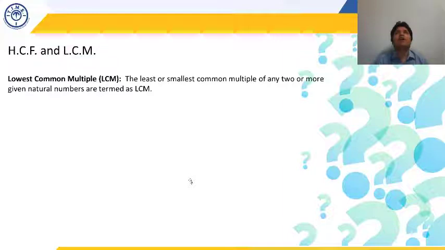For example, if I ask you what is the least common multiple of 3 and 5, so the multiples of 3 are 3, 6, 9, 12, 15, 18 and so on. And the multiples of 5 are 5, 10, 15, 20 and so on. So what is the first common multiple between 3 and 5? It is going to be 15 only. So 15 is going to be our answer in this case. I hope it is clear to everyone.